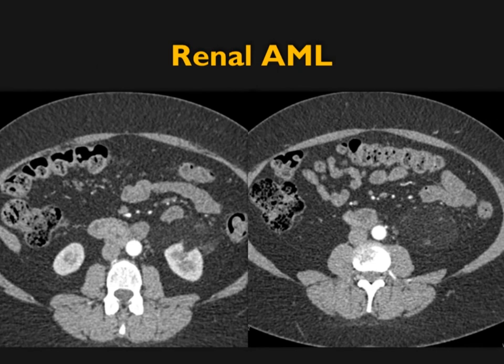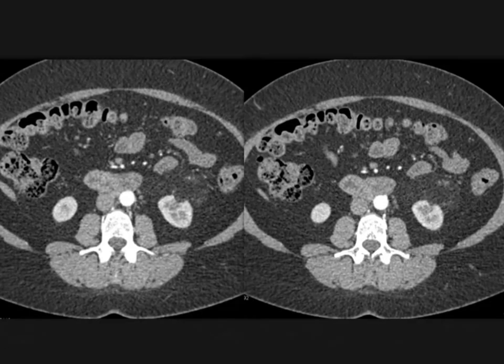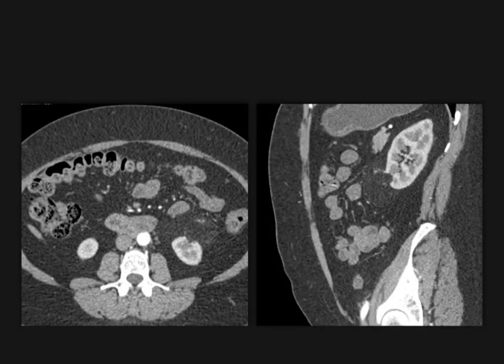Another example, we talk about an AML that's 100% fat. There's an example. It looks like a wedge out of the lower pole of the left kidney, but then you look at the haziness around it, that's simply going to be the large angiomyolipoma. There it is again axially, and then here it is sagittally, and here it is with 3D imaging.